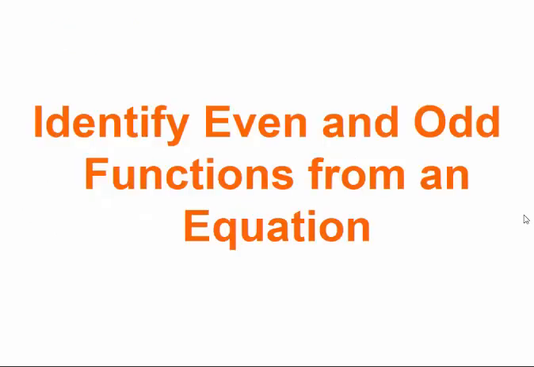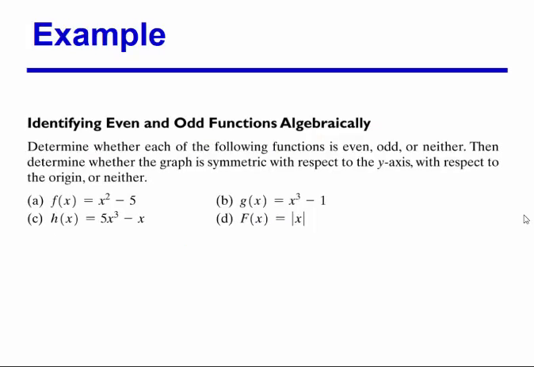And so now we're going to identify even and odd functions from an equation. We're going to determine whether each of the following functions is even, odd, or neither. Then determine whether the graph is symmetric with respect to the y-axis, or with respect to the origin, or neither. So here we have A, f of x equals x squared minus 5. B is g of x equals x cubed minus 1. C is h of x equals 5x to the third minus x, and then D is f of x equals the absolute value of x.